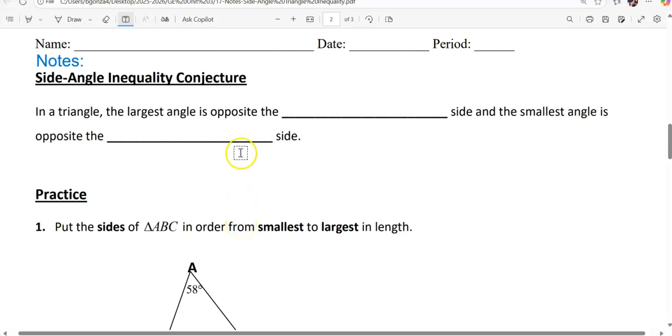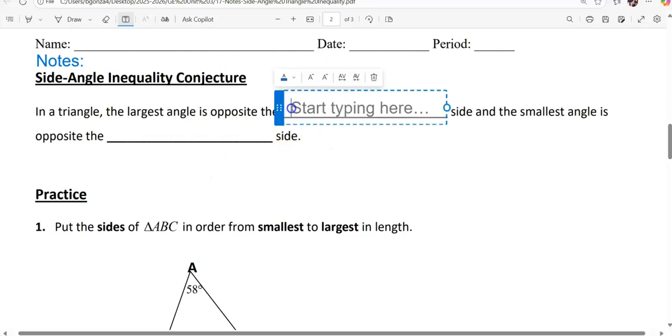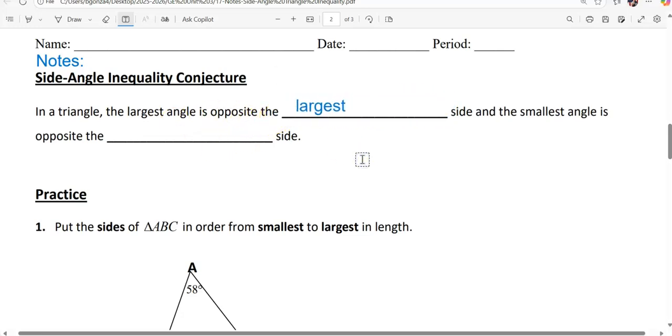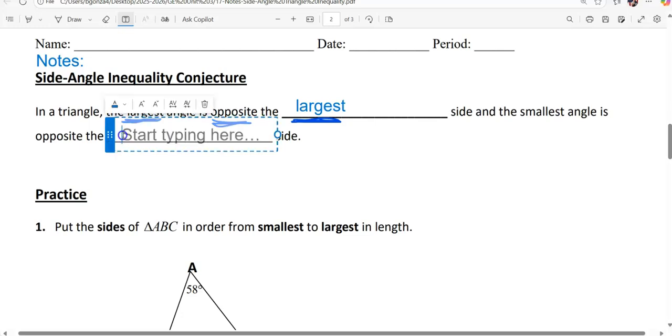All right, ready? Side angle inequality conjecture says that in a triangle, the largest angle is opposite the largest side. The biggest is across from the biggest. So we can underline a little bit here. The largest is opposite the largest. Okay? And then it says the smallest angle is opposite the smallest.